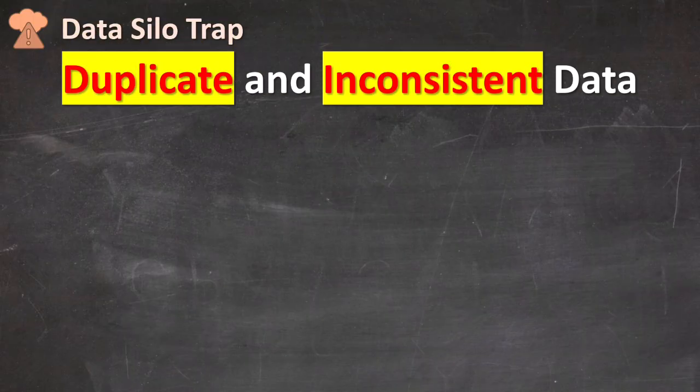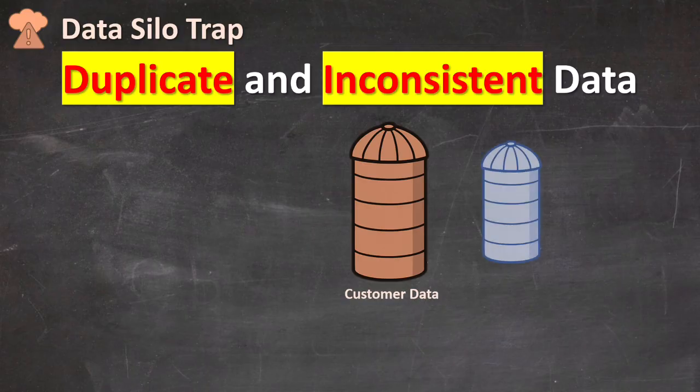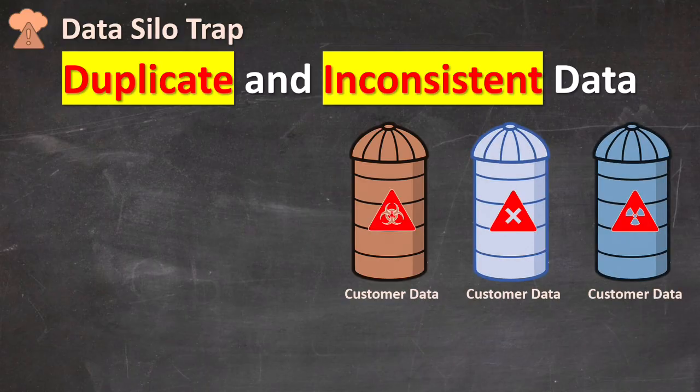Another headache from silos: duplicate and inconsistent data. When each silo stores overlapping info, you inevitably get multiple versions of the same facts. Think about a single customer's record. Their information might be saved in the marketing database, the sales CRM, and the support system separately. Over time, these copies can drift out of sync. Maybe the support team updated the customer's phone number, but sales didn't get the memo.